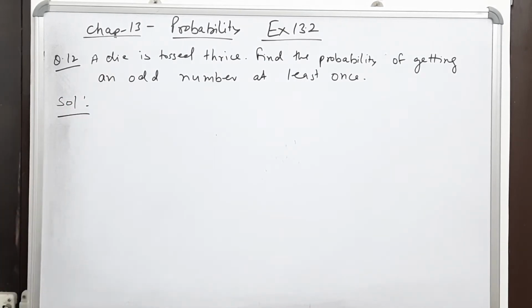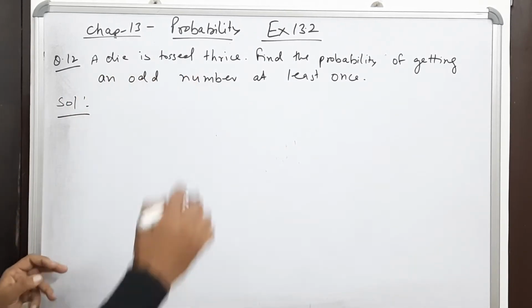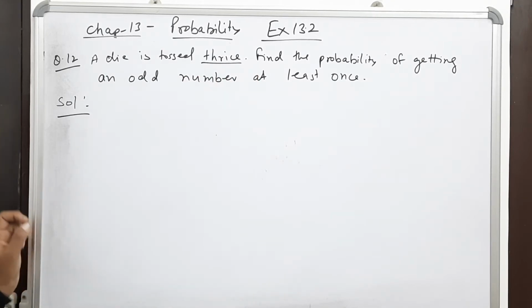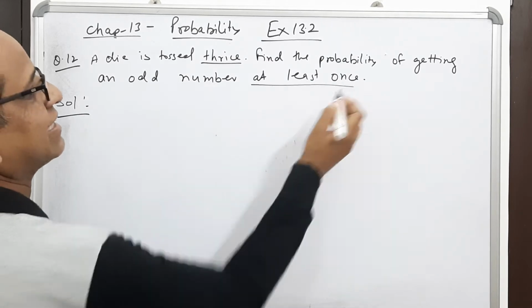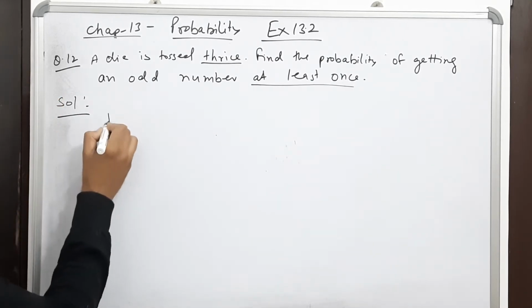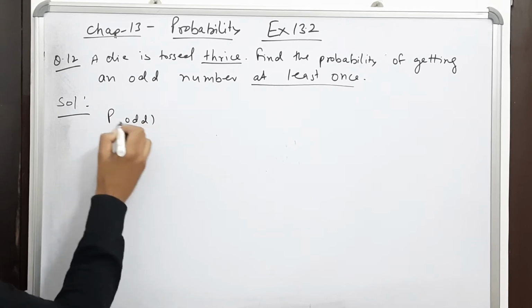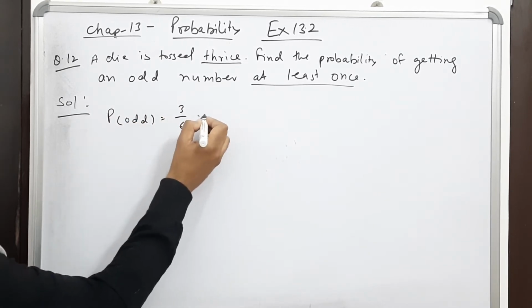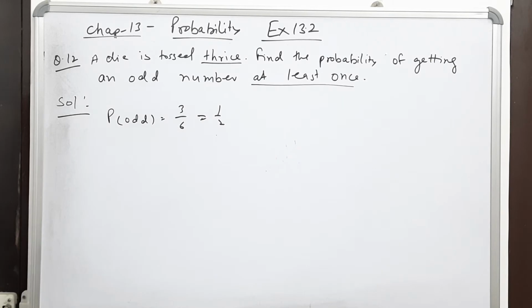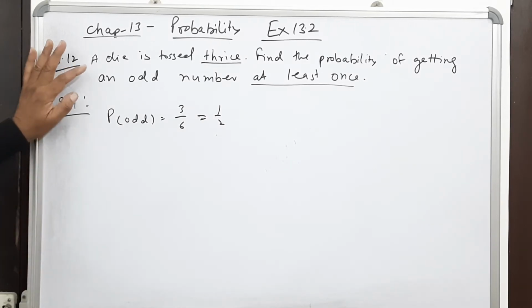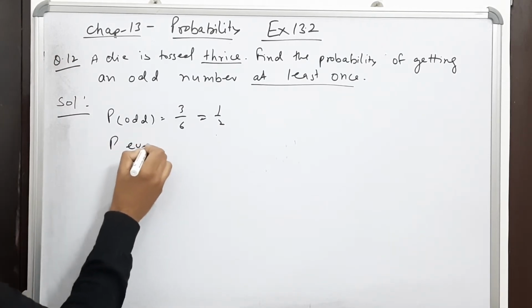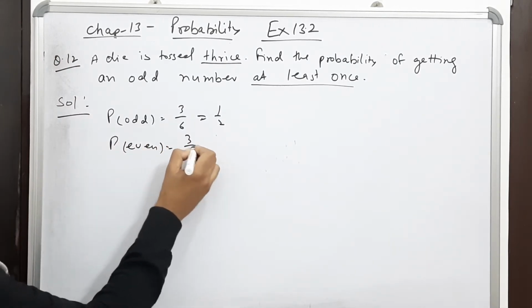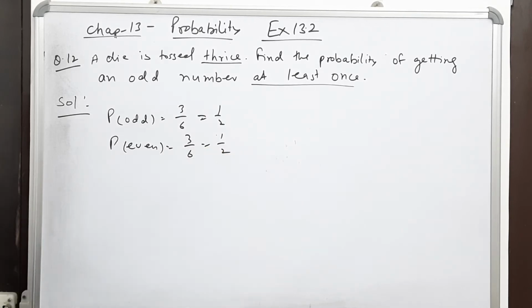Yes, now all of you see, a die is tossed thrice. Thrice means 3 times. Find the probability of getting an odd number at least once. Now what is the probability of an odd number? 3 by 6, so it is 1 by 2, when we toss a die. And what is the probability of getting an even number? That is also 3 by 6, so it is 1 by 2.